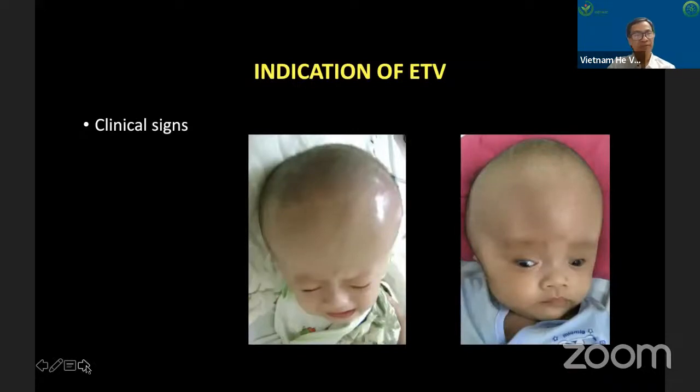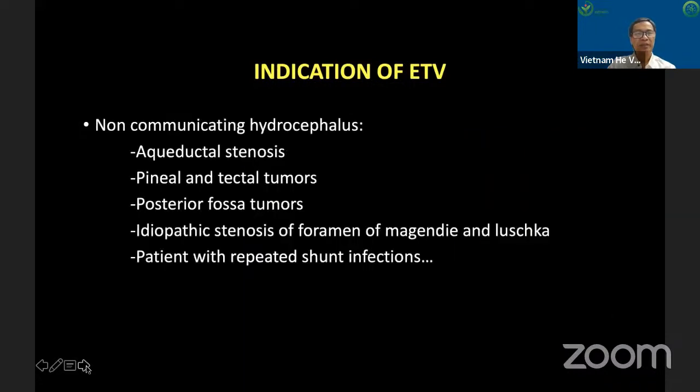On the clinical side, of course, we examine the patients. And the indication for ETV: of course, we can do ETV for all kinds of hydrocephalus, but non-communicating hydrocephalus is a very, very good indication for ETV. For example, aqueductal stenosis, pineal or tectal tumors, posterior fossa tumors, idiopathic stenosis of the foramina of Magendie and Luschka.